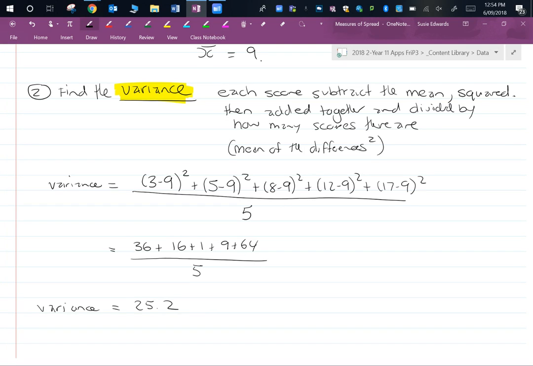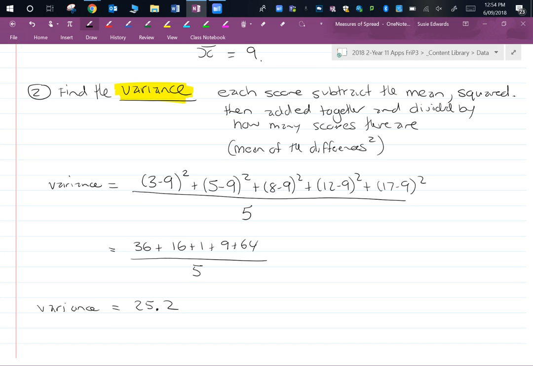All right, so that is what's called the variance. It's the mean of the difference from the mean squared. That equals 25.2.